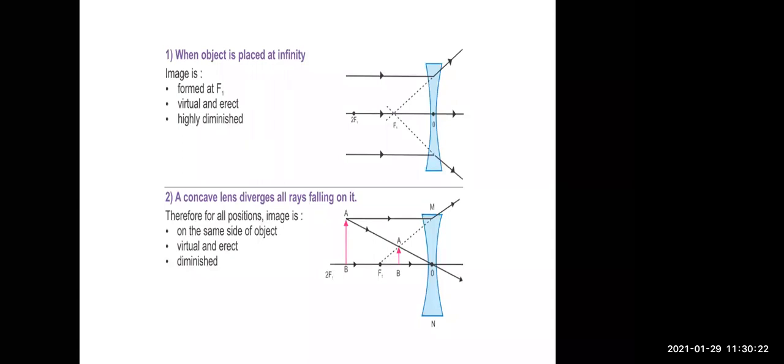In that case, we are not showing the object because it is placed at an infinite distance. So we are only considering the incident rays. So whenever it falls, what will happen? The position of the image will be formed on the first focus. Okay, and that will be the point image, a very small image, and it will be virtual and it will be erect.